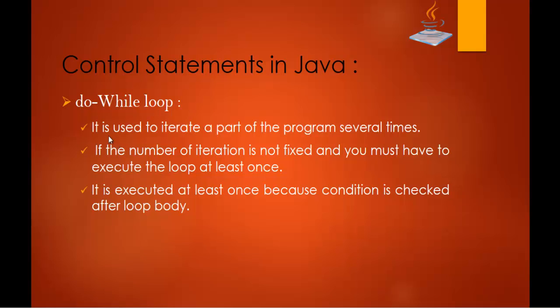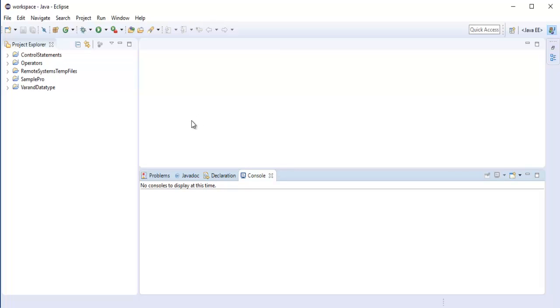So do while loop, it is used to iterate a part of the program several times, and if the number of iterations is not fixed, and you must have to execute the loop at least once. It is executed at least once because the condition is checked after the loop body. In the sense, do while loop is going to execute at least once even if the condition fails. So that we are going to learn right now, and let me check out how it works there.